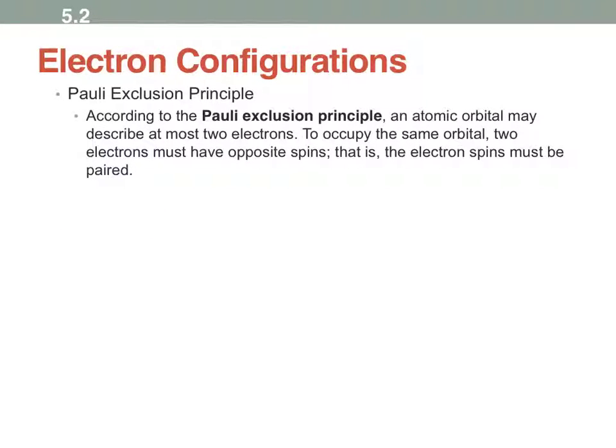So the Pauli exclusion principle: an atomic orbital may describe at most 2 electrons, meaning every time I get to a line which is representing an orbital, it can have 2 electrons in it. Within that orbital, those two electrons have to have opposite spins. That's why I'm writing an up and a down arrow. We can't see these electrons, so really all we can show to represent this is an up-down arrow to show that they do have opposite spins.